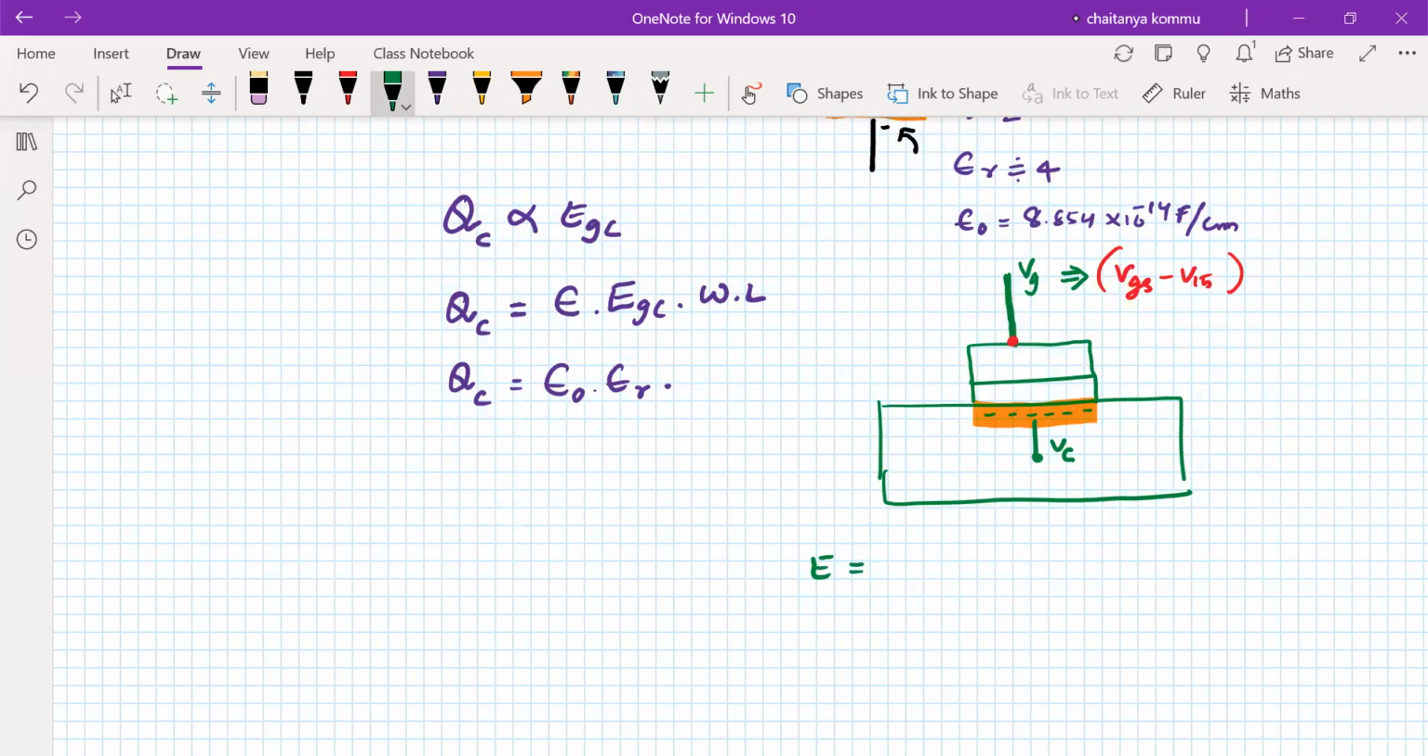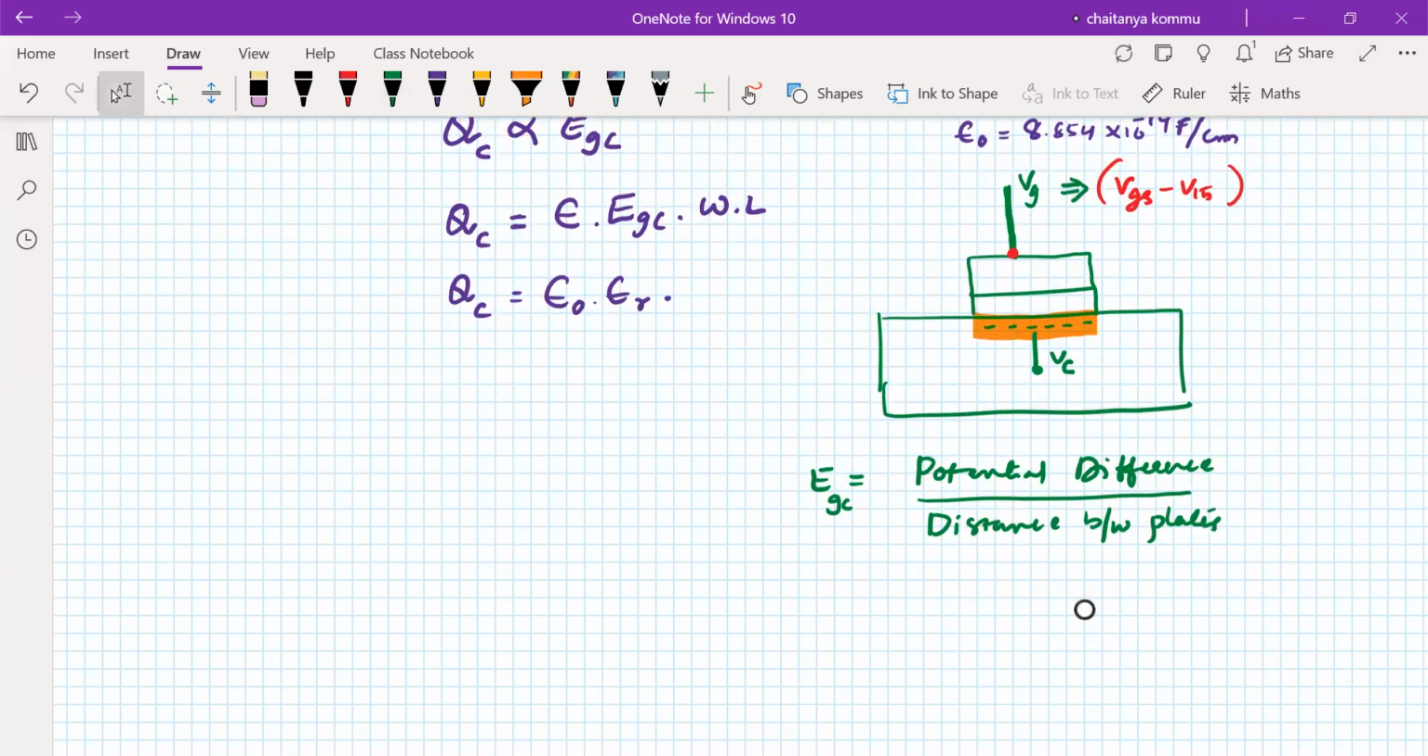E is actually, as in the last class we have seen, EGC, the electric field between the gate and source, is nothing but the potential difference between these two plates. The potential difference between the gate and channel divided by the distance between the plates. That's how, fundamentally, we define the electric field between these two plates.